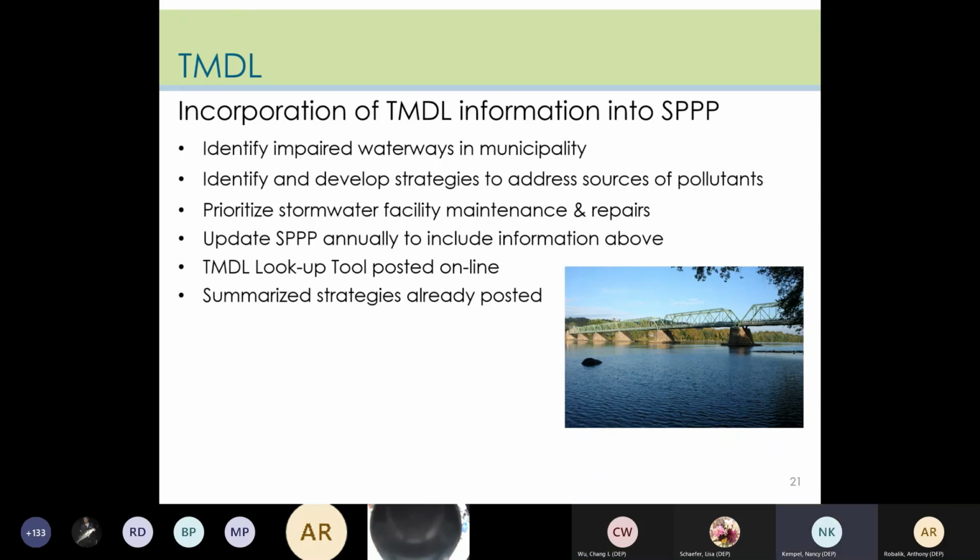We also asked in the permit that permittees prioritize stormwater facility maintenance and repairs in those TMDL areas. They update their stormwater pollution prevention plan annually to include any new TMDLs. We have a TMDL Lookup tool posted online, which we will also be enhancing in the near future to assist the towns in finding which TMDLs apply to their area. And this information should also be included in the stormwater pollution prevention plan that is posted online.